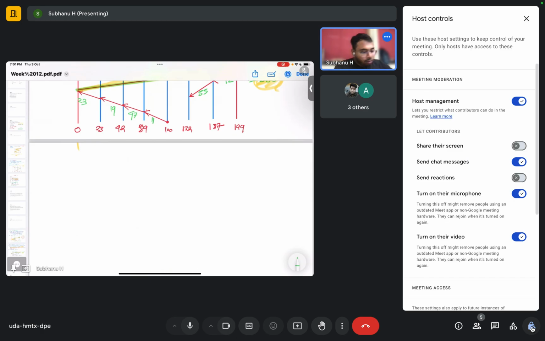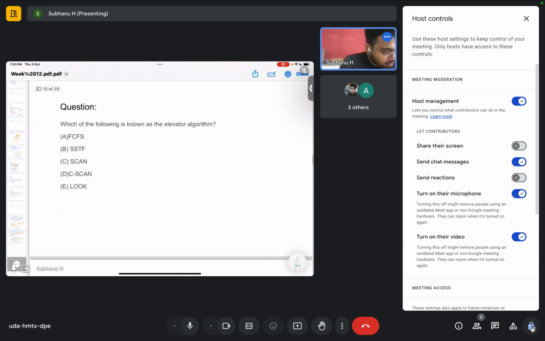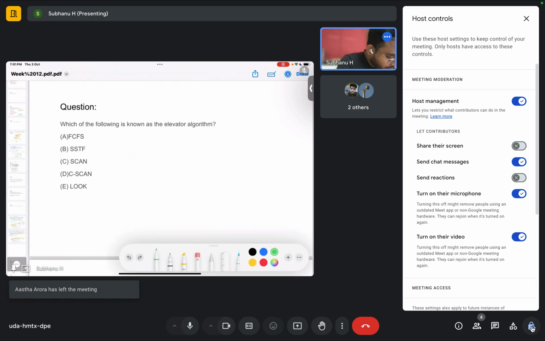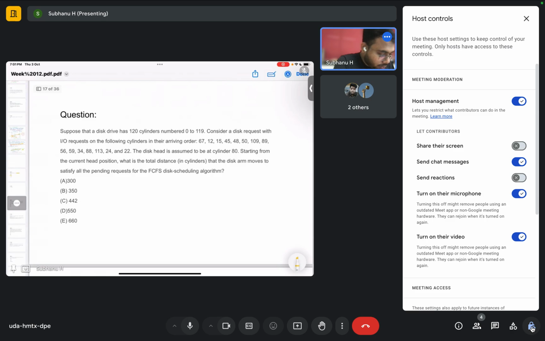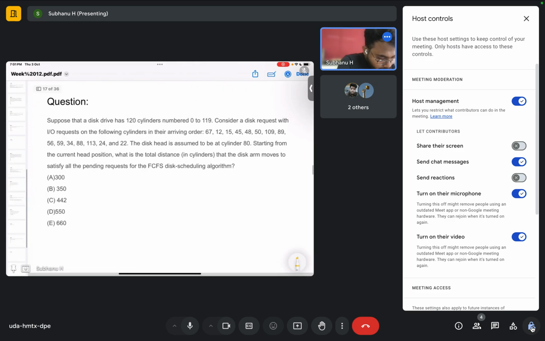Fine. Now I think you got the answer. So this is the correct answer. SCAN is the elevator algorithm. SCAN is called the elevator algorithm, right? So now can you please do this and tell me the answer?